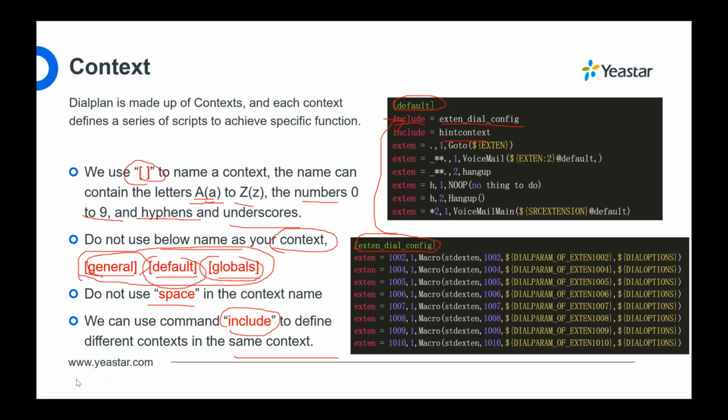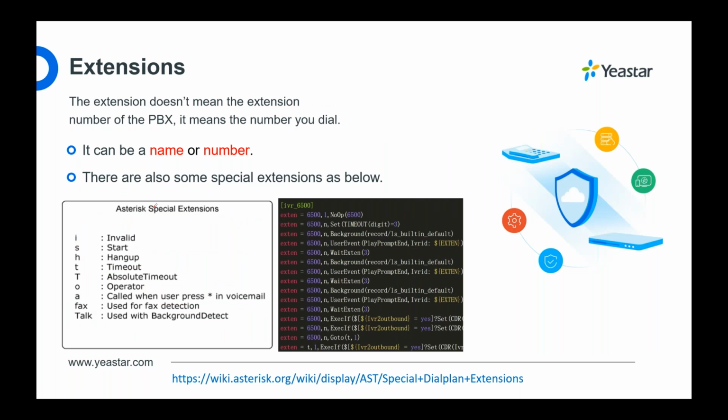And next is extension. It doesn't represent the extension numbers we created on the PBX. It means the number you dialed and the number the Asterisk system receives. So there are 2 points you have to pay attention to. The first is it can be a name or it can be a number.